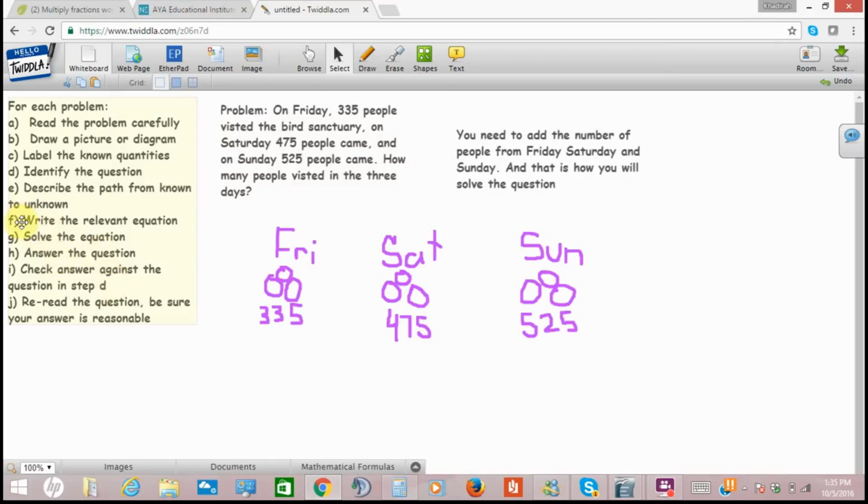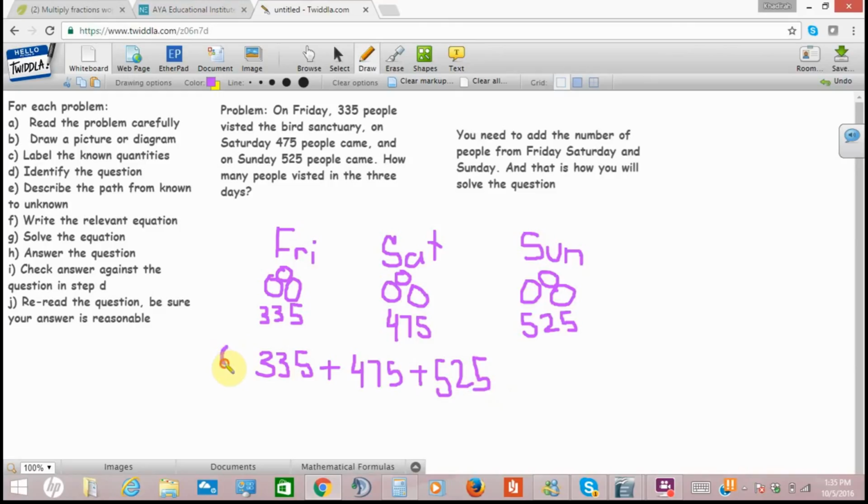Now we're going to go to step F, which is write the relevant equation. Now this is when you can use the numbers. So basically we're just going to draw out the equation, which will be 335 plus 475 plus 525. I think we should go ahead and label these so we won't get mixed up. This is for equation F.